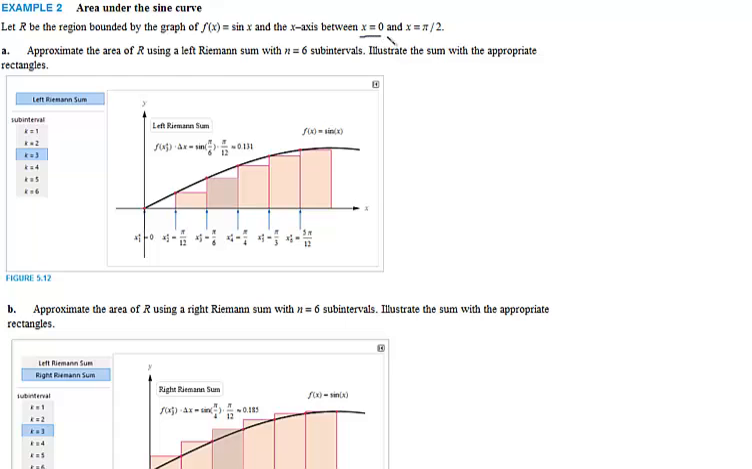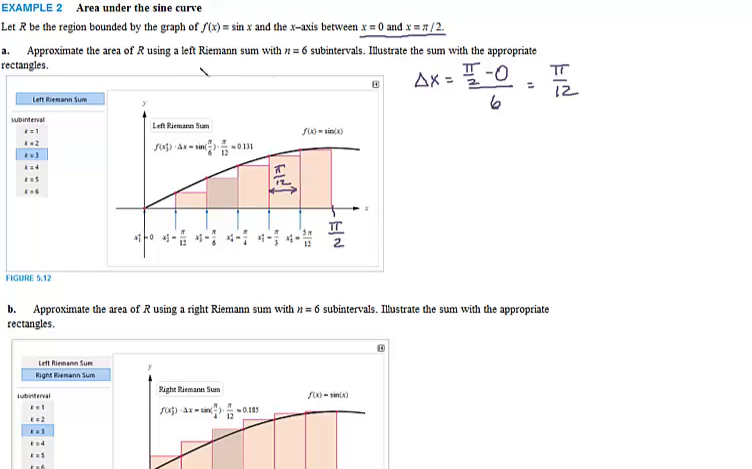Alright, this one asked me, I've got this interval from 0 to pi over 2, and they want 6 subintervals. If you'll recall, this delta x was pi over 2 minus 0, over the number of subintervals. That would be 6, so each one needs to be pi over 12 in width. You'll notice that that is what happens here. Each one is pi over 12 in width.